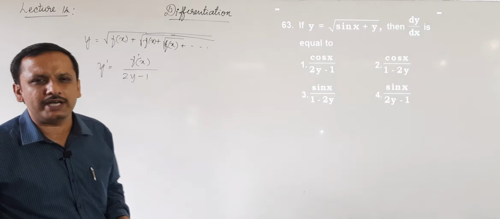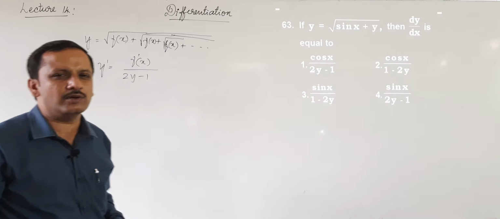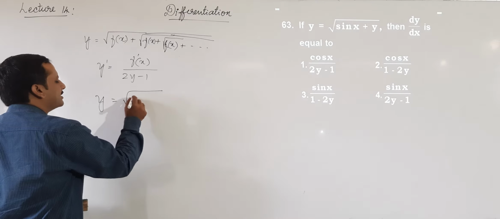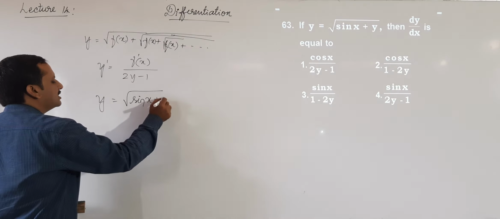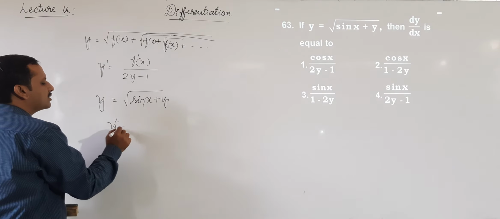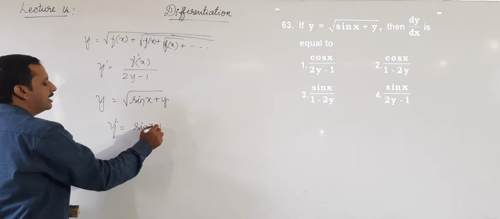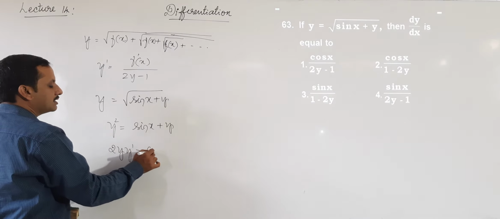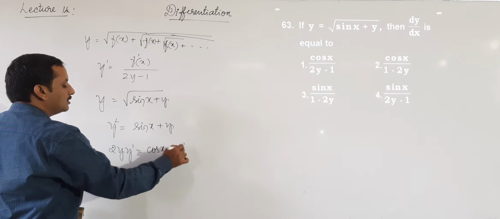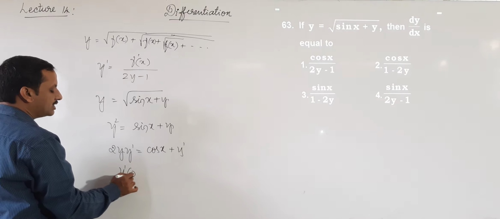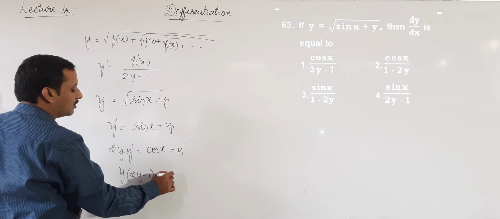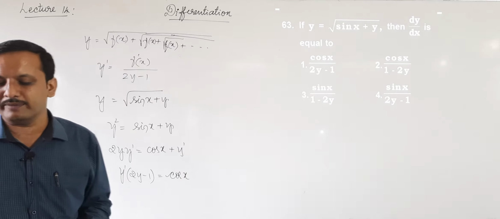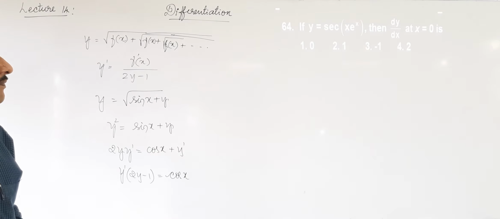In case you do not know it, then also it is not a big deal, you can still solve this. You have y is equal to root of sin x plus y, right? Square this equation. When I square this, I am going to get y square is equal to sin x plus y. Now, you differentiate this, we get 2y y dash is equal to cos x plus y dash. So, y dash, if I take common, y dash into 2y minus 1 is equal to cos x, which means y dash is equal to cos x by 2y minus 1, first option.